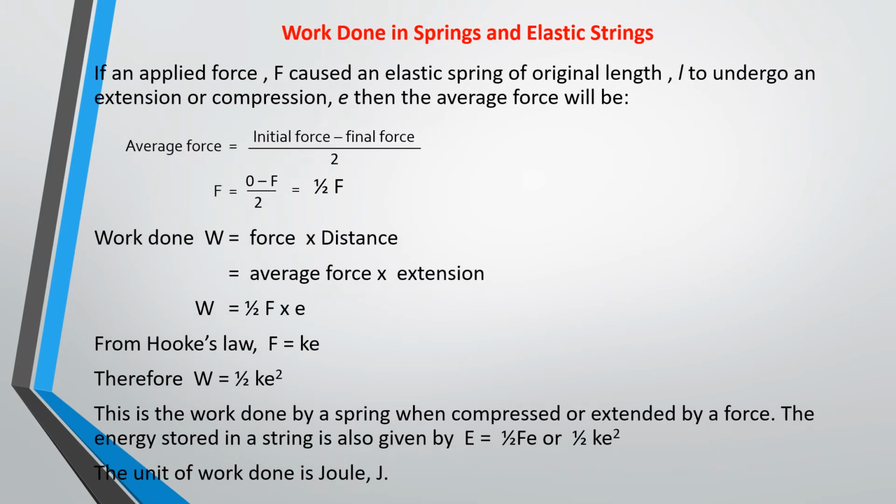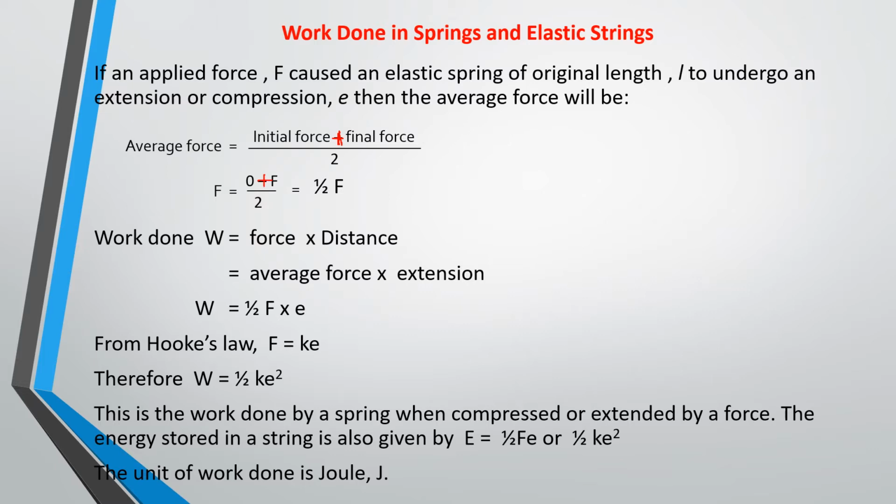But before we solve problems, I still want us to talk about the work done in a spring or elastic material. Assuming an applied force F causes an elastic spring of length L to undergo an extension or compression e, then the average force will be initial force plus final force all over 2.